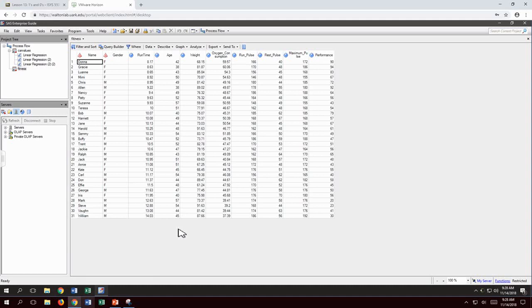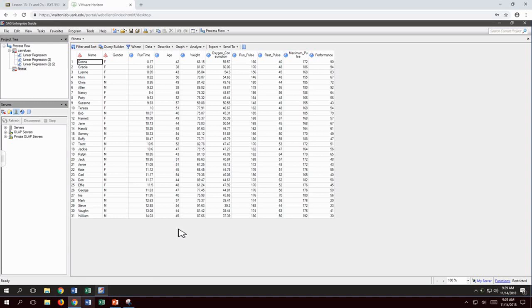We have their oxygen consumption. We have their pulse when they're running. We have their pulse when they're resting. We have the max pulse they reached. And then we have a performance index. These are the data points that we have, the variables that we have.